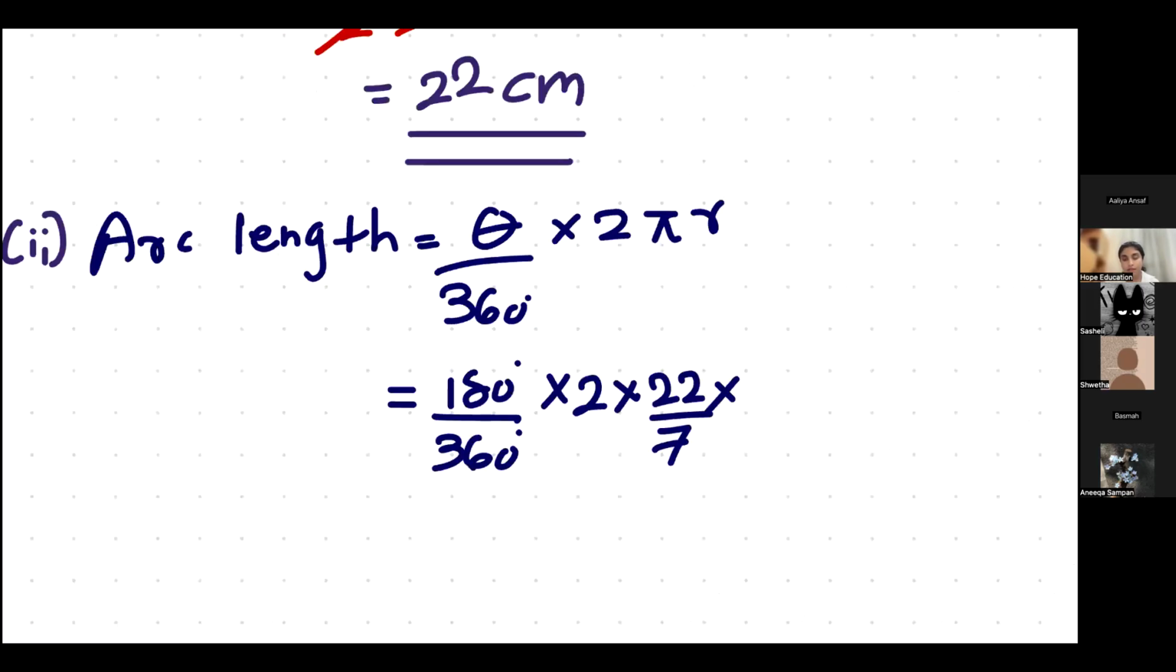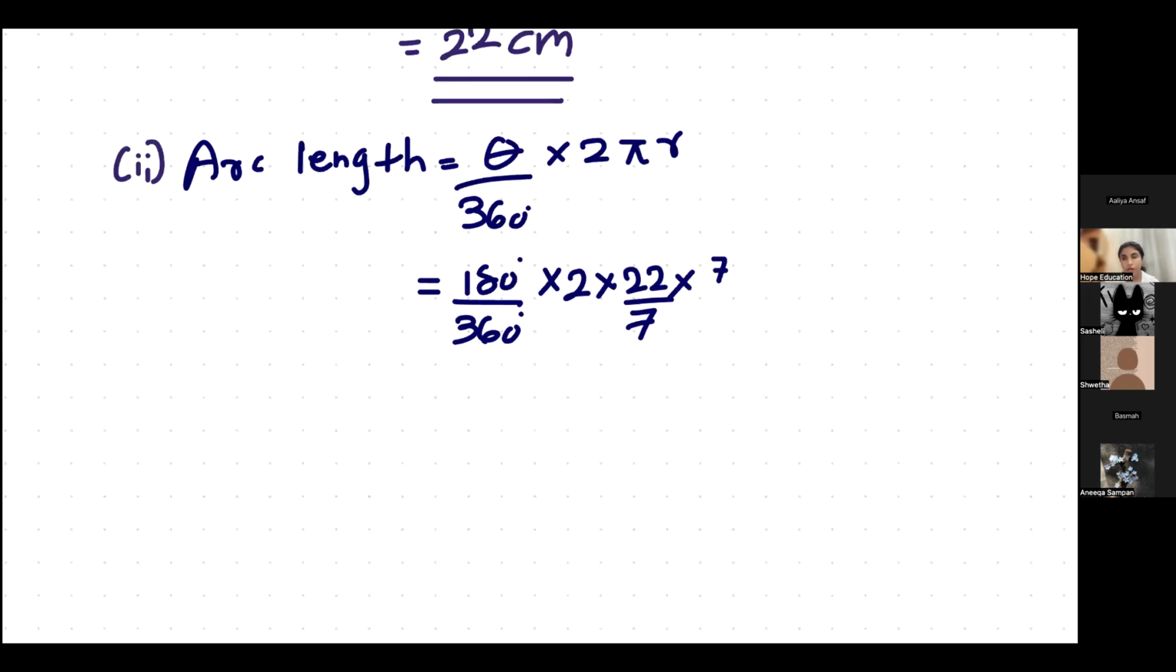Instead of 3.5, here you can also put 7 divided by 2. If you don't like decimals, you can leave it as 7 divided by 2. If decimals are okay, you can put 3.5. 180 times 1 is 180, 180 times 2 is 360. The 2s cancel, the 7s cancel. 2 times 1 is 2, 2 times 11 is 22. So we get the answer as 11 centimeters.